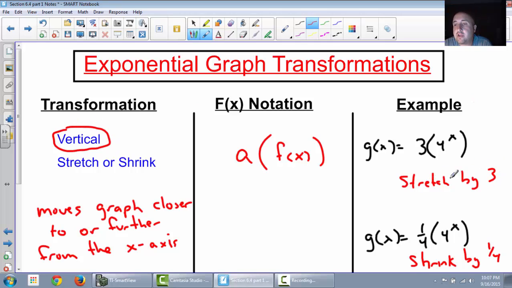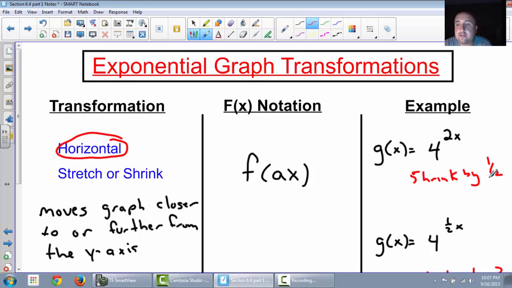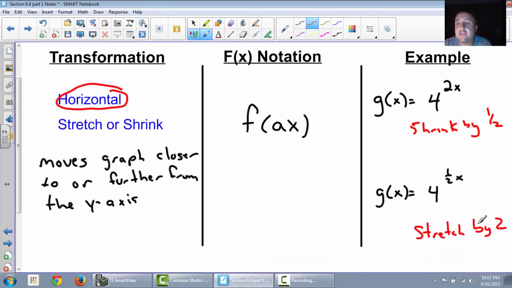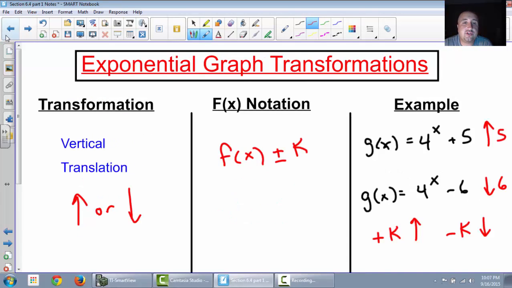So for verticals, okay, so we're only talking about verticals, you just use the number. Okay, if it says stretch it by 3, you just multiply by 3. If it says shrink by 1/4, you just multiply it by 1/4, which is completely opposite of horizontal. If it says shrink by 1/2, you use the reciprocal, so 2. And if it says stretch by 2, you use the reciprocal, which is 1/2. So that's for horizontal. Okay, so those are our 5 transformations. We have left or right, up or down.